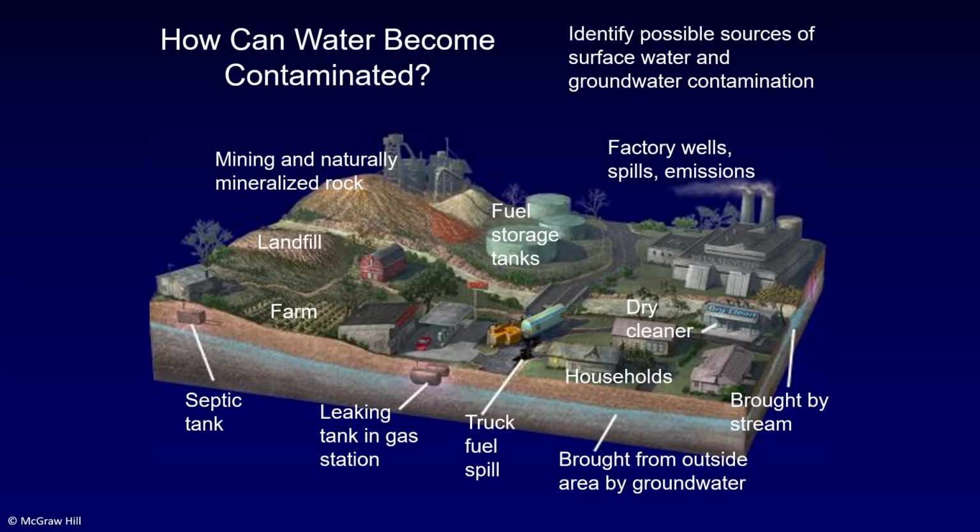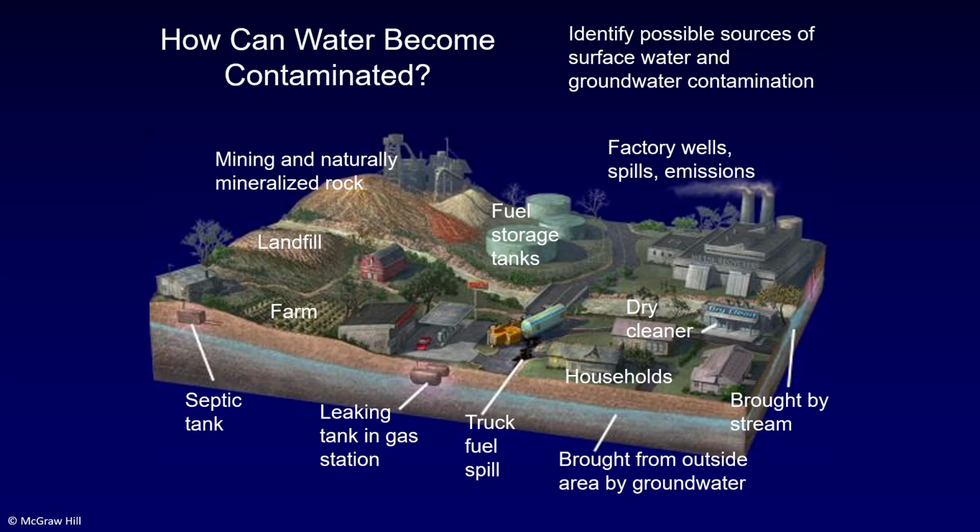Hello everybody, this is Dr. Christopher White, and in this video we're going to be looking at how water can become contaminated. Contaminated water is a very serious issue. It can cause damage to ecosystems, and if the water is going to be used for consumption, it can cause very serious harm to a population.